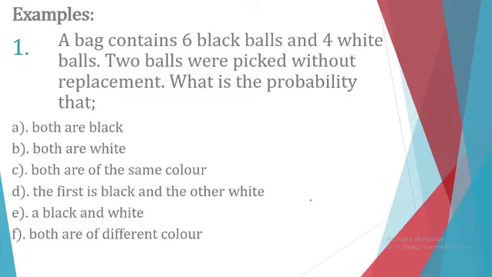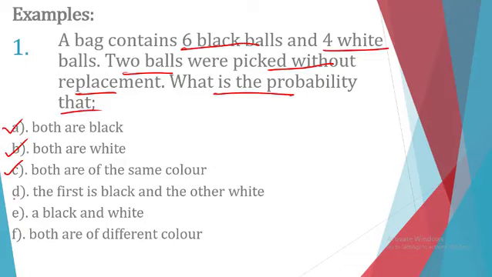Let's take example 1. A bag contains 6 black balls and 4 white balls. 2 balls were picked without replacement. What is the probability that A, both are black, B, both are white, C, both are of the same color, D, the first is black and the other white, E, a black and a white, and F, both are of different color.